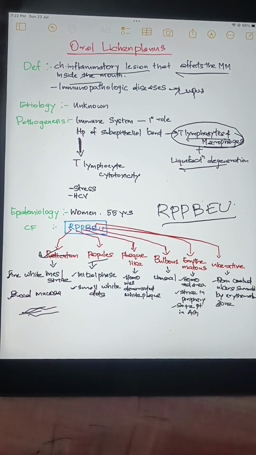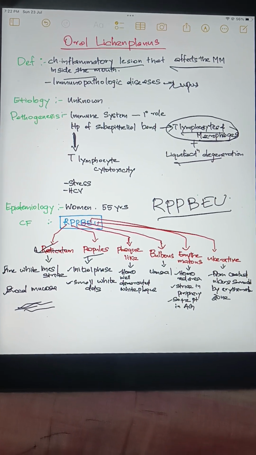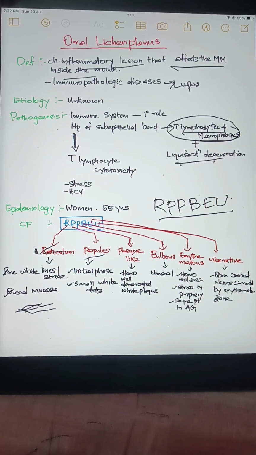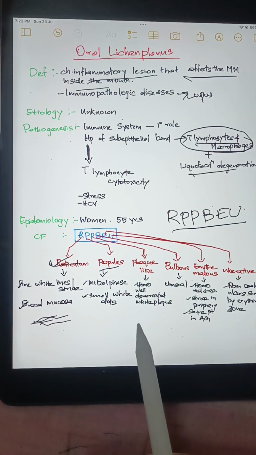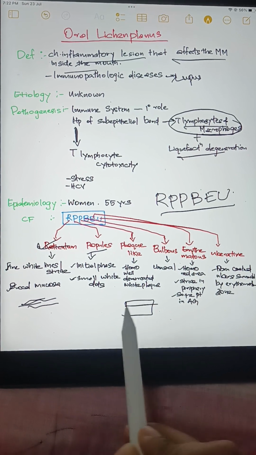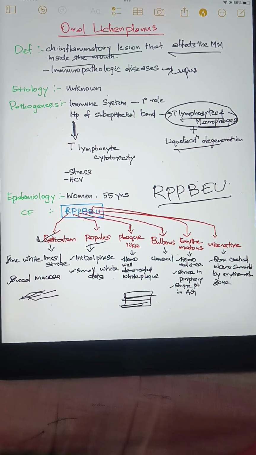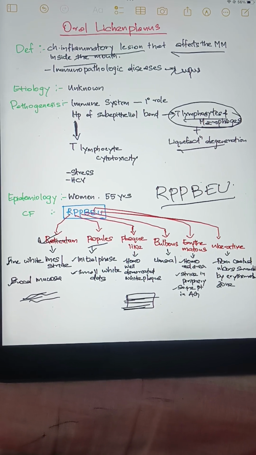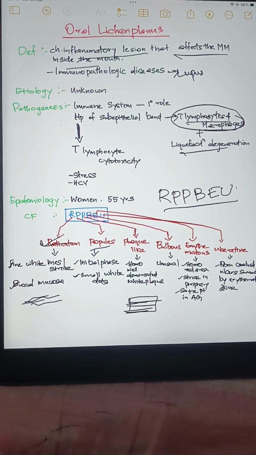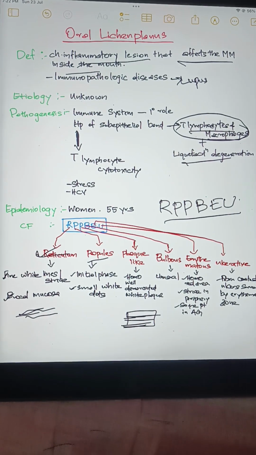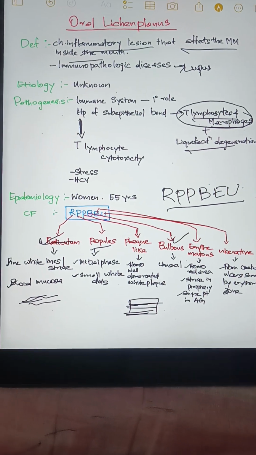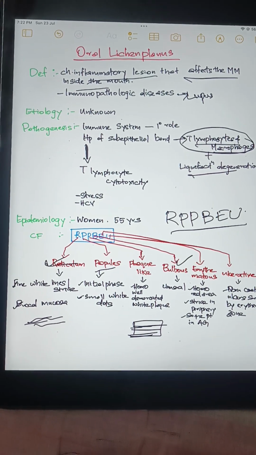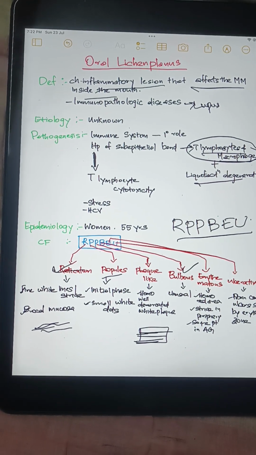Then the other type is the plaque-like form. This is a homogeneous, well demarcated white plaque, sometimes surrounded by striae. It has a little similarity to homogeneous oral leukoplakia. And the other one is the bullous type. This is unusual, so I'm not going to explain it in detail.